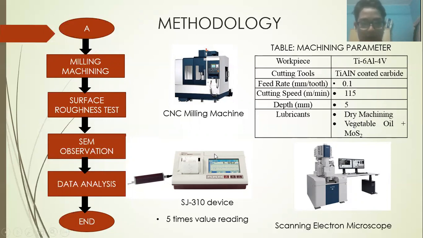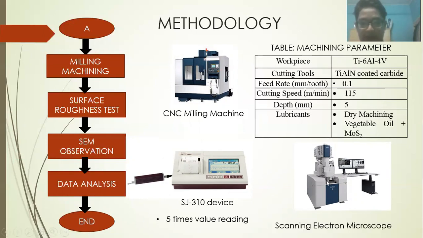Next, when the machining is done, we will go to the surface roughness test using the SJ310 device. This device is going to be used to obtain the surface roughness value, and the value will be taken 5 times, and the average will be taken.